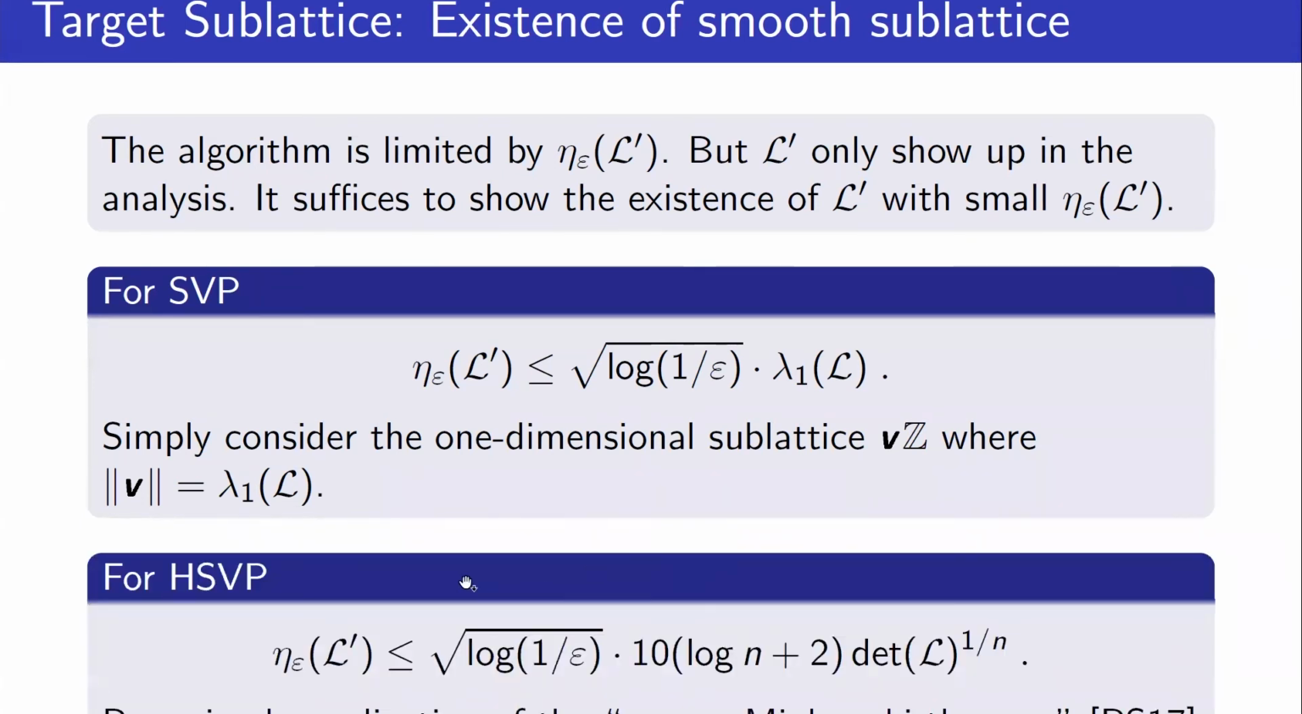And for the HSVP case, we can show a somewhat similar bound on the existence of some sublattice whose smoothing parameter is some factor times the normalized determinant. And this follows from a simple application of the reverse Minkowski theorem. And this is also one of the algorithmic applications of this reverse Minkowski theorem.